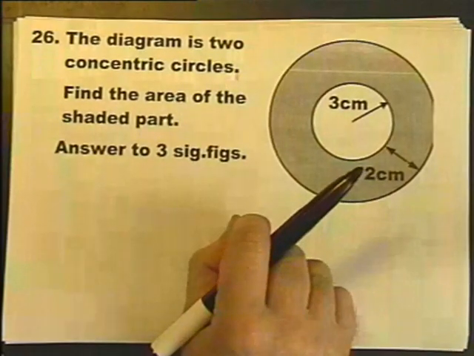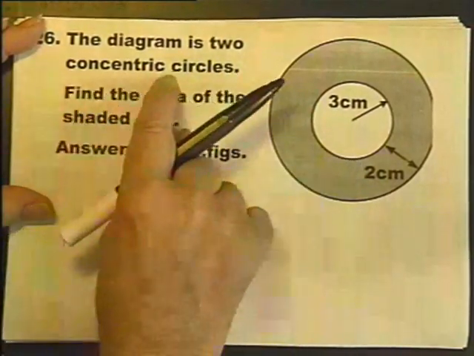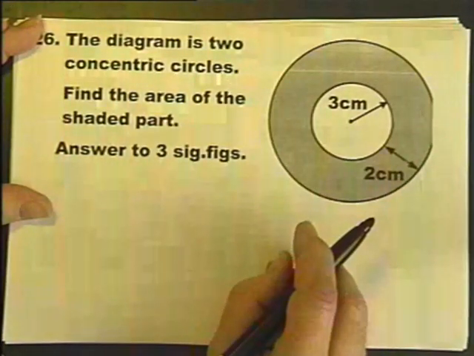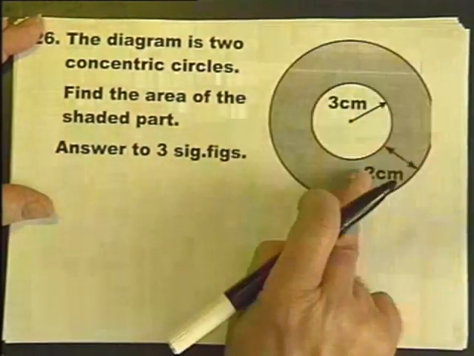The diagram has two concentric circles. This just means both circles have the same centre. That's what concentric means. Find the area of the shaded part.